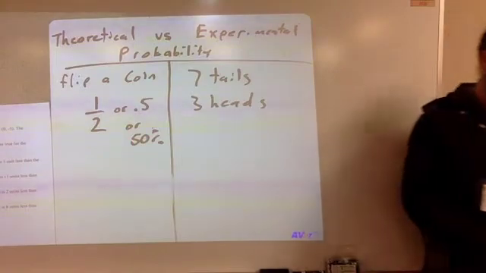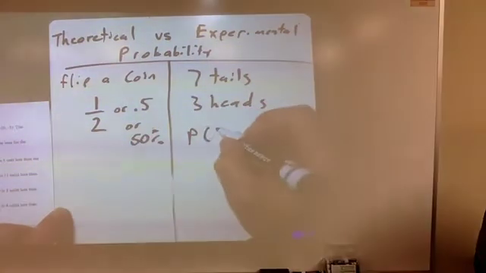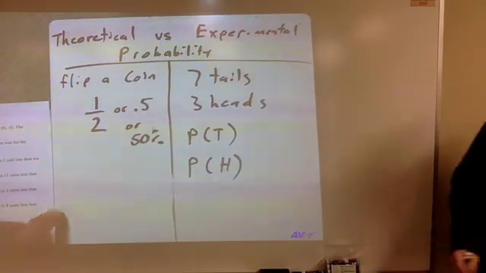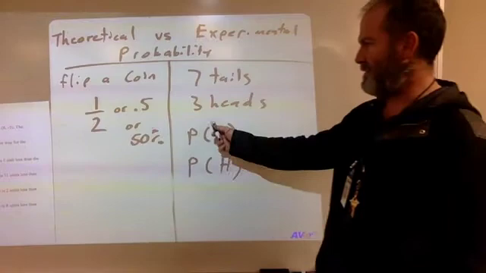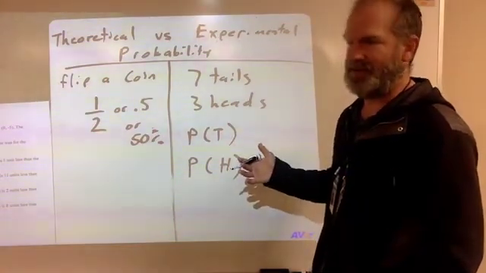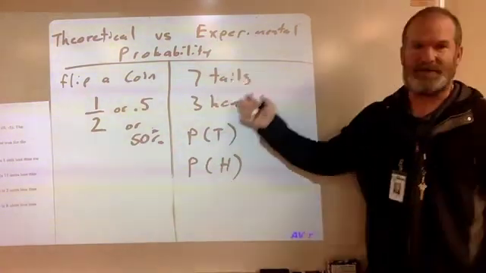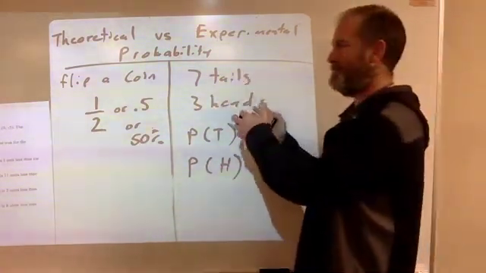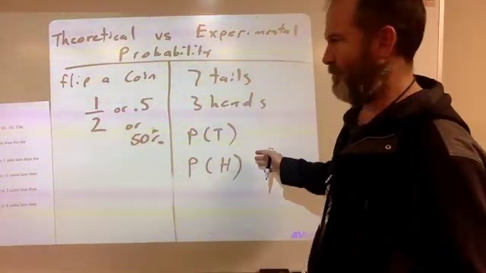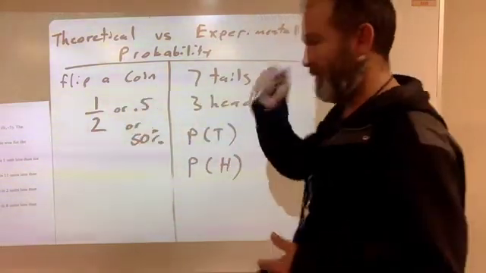And you could ask basically one of two things. What's the experimental probability of flipping a tails, and what's the experimental probability of flipping a heads? The P stands for probability, and then whatever is in the parentheses is what you're being asked to find the probability of. So probability of tails, probability of heads. And you just have to look at the data. These answers aren't necessarily 1/2 and 1/2 like they are over here. That would be the theoretical probability.